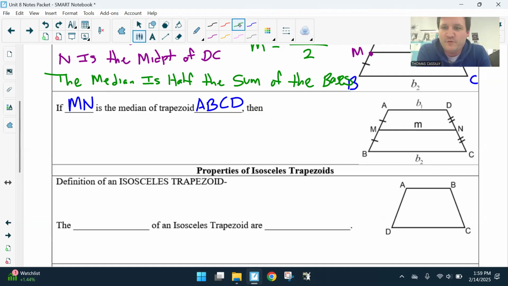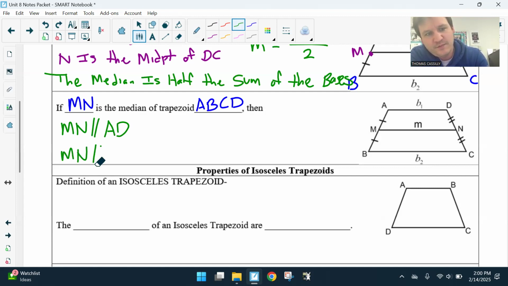Well, let's just think about a trapezoid. We said the top and the bottom bases are parallel. So what we can say is MN is parallel to AD. I can also say that MN is parallel to BC. All right. So all three of these are parallel, and that's kind of nice to think about. Is there anything else I want to say about this? If MN is a median of the trapezoid, then I think that pretty much sums it up.